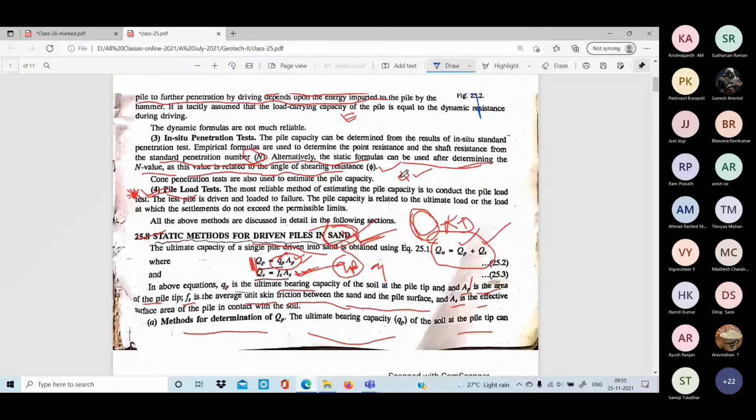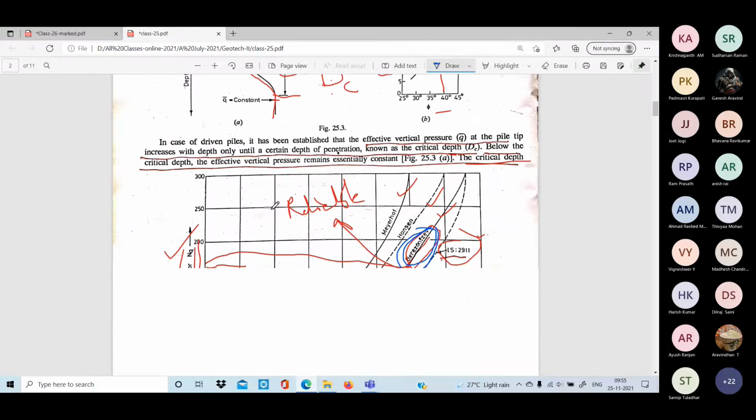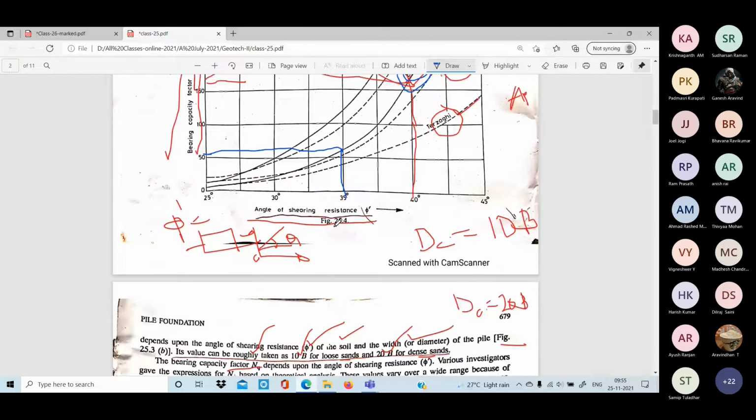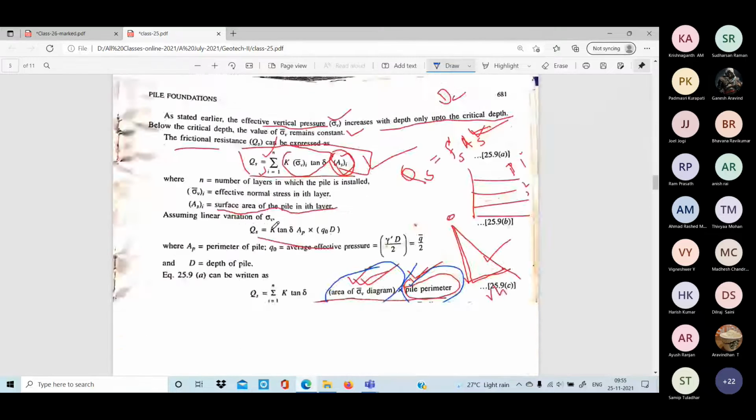So as I said, the pile chapter. If you remember this one equation and how to calculate for sand and clay, that's more than enough. Okay. Then I will give a similar problem. You can use this chart, and you can take an approximate value and you will get an answer.